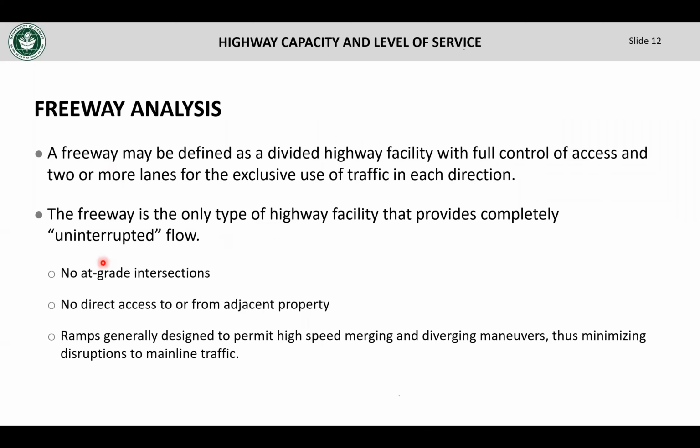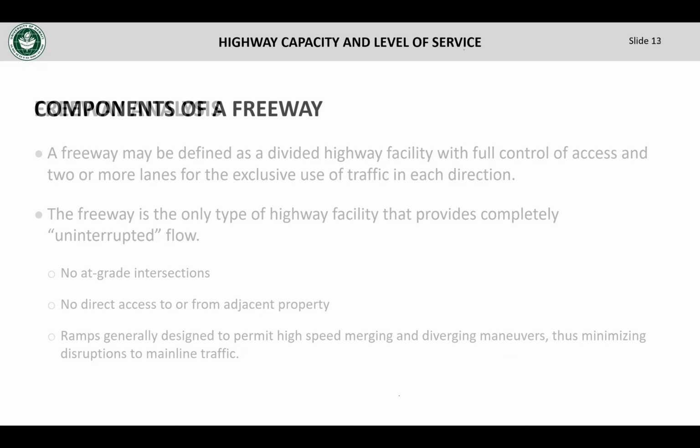And what that means is you have no at-grade intersections, no direct access to or from adjacent property, and ramps are generally designed to permit high-speed merging and diverging maneuvers, thus minimizing disruption to the mainline traffic.